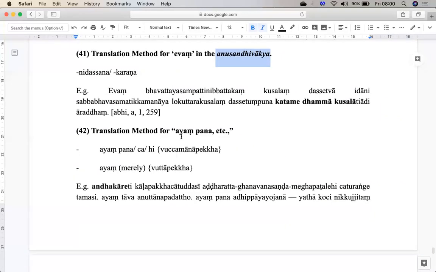The second one is ayaṃ, pana, etc. The literal meaning of ayaṃ is "this," which is quite general, so we cannot understand the reference exactly. So when ayaṃ is found with pana or etc., or without anything, what does it mean? We will learn that here.